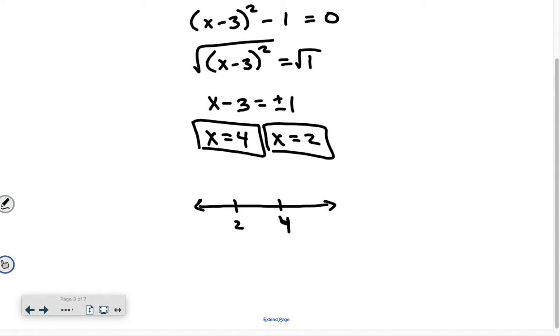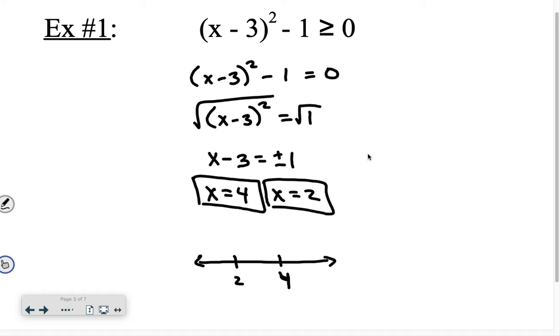And we test the different regions. We pick numbers from each region. We plug it back into the original problem. And we see, do I get a true statement? So for example, let's pick like 0 here for the first region of numbers.